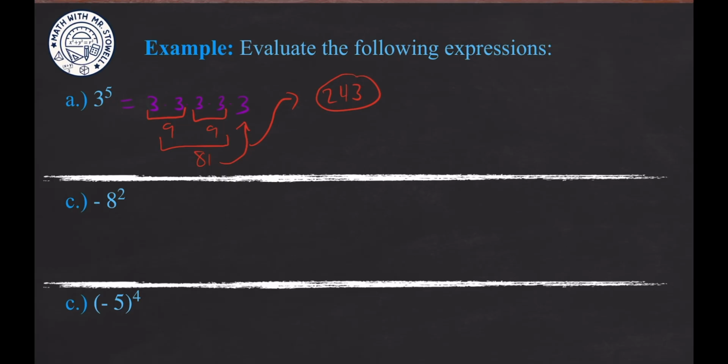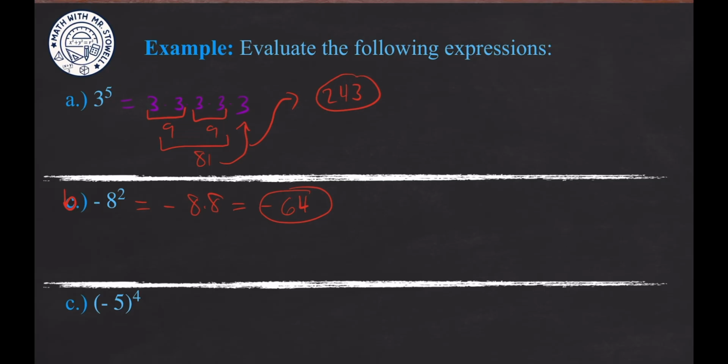Part B. This should be part B, not part C. Negative of 8 to the power of 2. The power of 2 says that we're multiplying the 8 two times. Notice this negative is not inside parentheses. If they wanted it inside parentheses, they would put it inside parentheses. So what this is saying is negative of 8 times 8. 8 times 8 is 64, so this is negative 64.